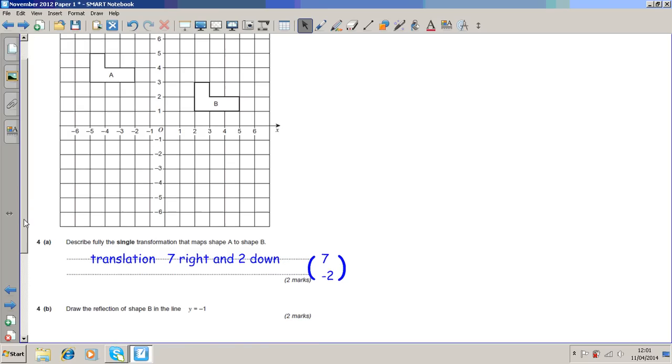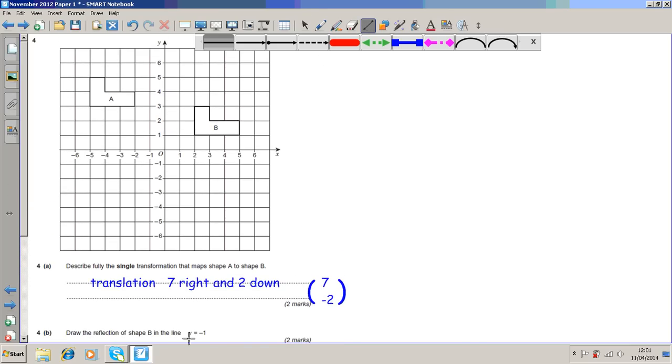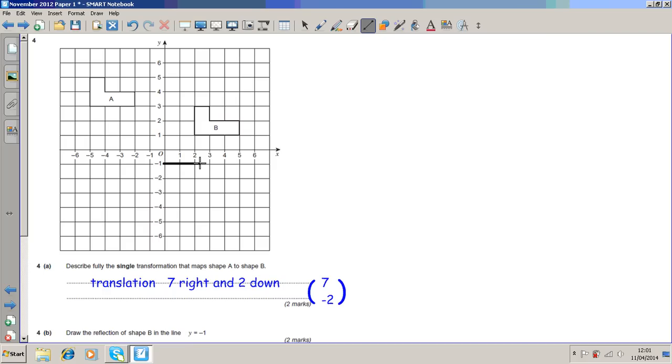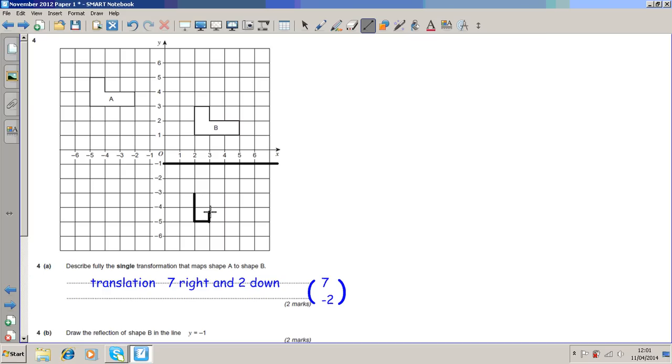Draw the reflection of shape B in the line y equals -1. Let's draw a reflection line first, y equals -1. Well, there's my y-axis, and that's equal to -1 there, and reflecting shape B. That's there. So if I reflect that over, well, this square here is 1, 2, 3 up, so that's going to be 1, 2, 3 down, it's going to be there. So then it'll look a little bit like that. Oh, this is awkward. There we go.